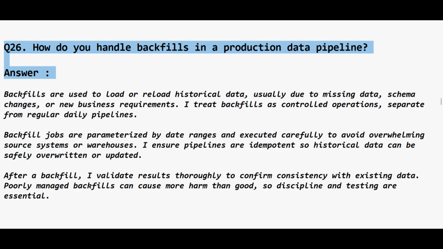I ensure pipelines are idempotent so historical data can be safely overwritten or updated. After a backfill, I validate results thoroughly to confirm consistency with existing data. Poorly managed backfills can cause more harm than good, so discipline and testing are essential.